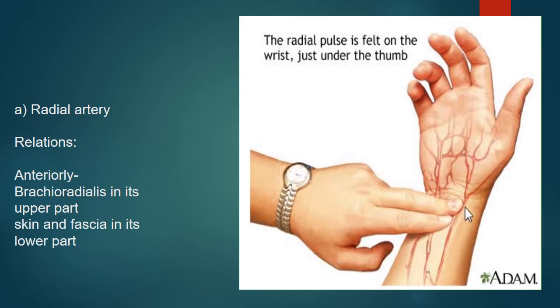When measuring the radial pulse rate, remember, do not use the pulp of the thumb. Do not palpate the radial artery with the pulp of your thumb, because the thumb has its own pulse, which could obscure the patient's pulse. Always palpate the radial artery with your index and middle finger.